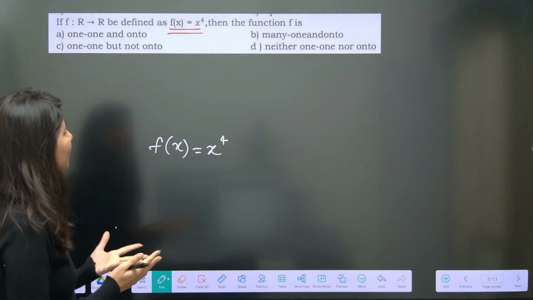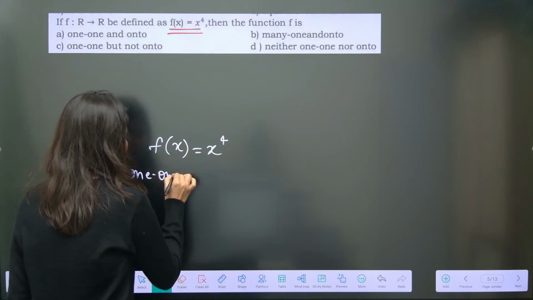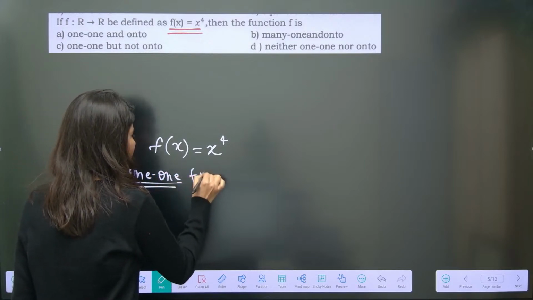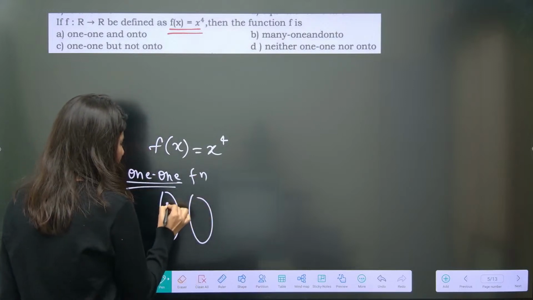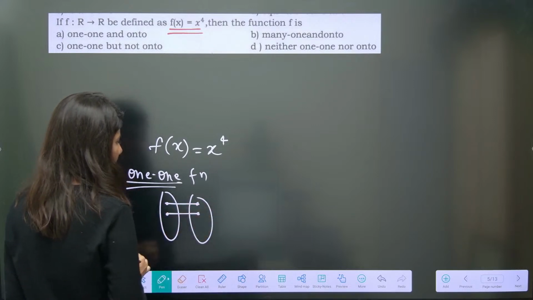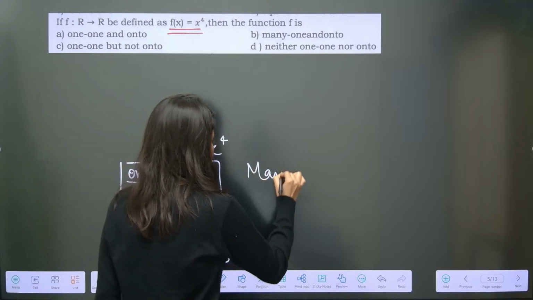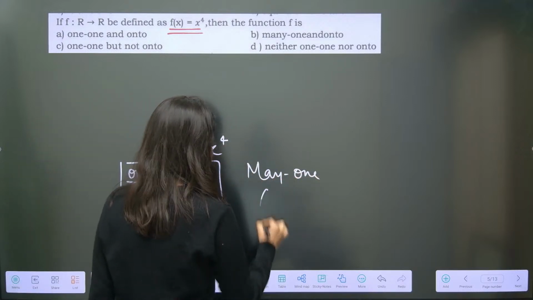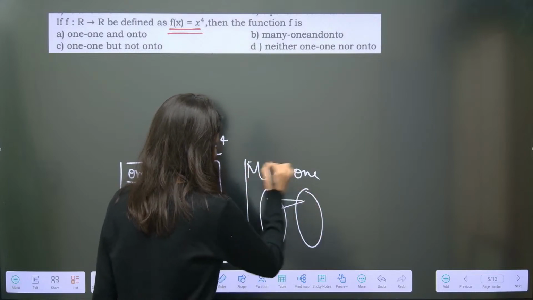Okay, so the very first thing we will check is one-one. You know what is a one-one function? One-one function definition: one-one means that one pre-image will have one image. This is your one-one function. What about many-one function? Many-one is like that: 2 pre-images can have one image. This is your many-one.